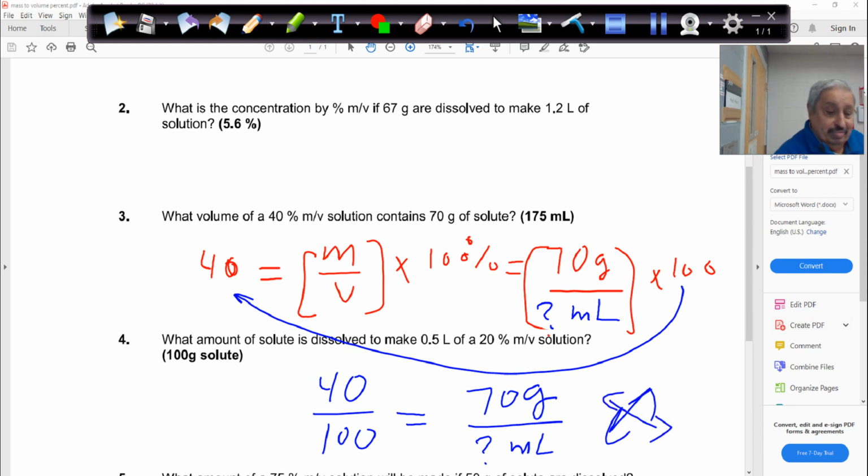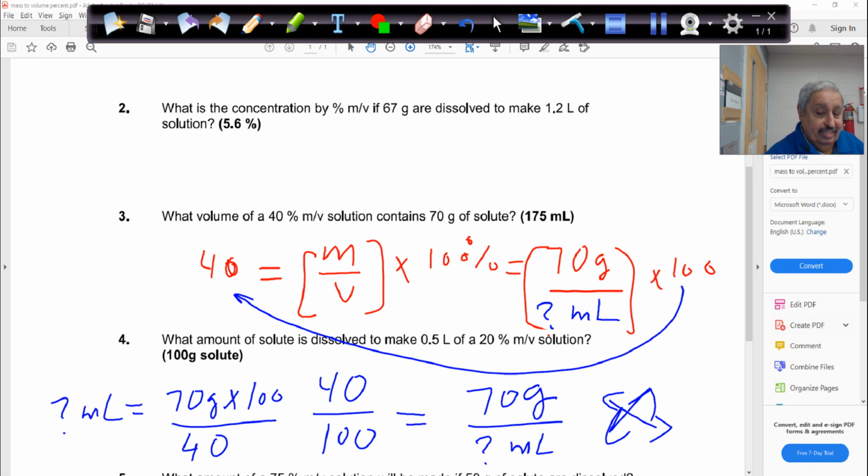So the mL here will be, somebody help me a little bit, 70 grams multiplied by 100 divided by 40. Correct? And remember, when I say 40, this is gram per mL. The mL will go up, okay? Because this is gram per mL. So gram with gram cancels out, the mL will come up.